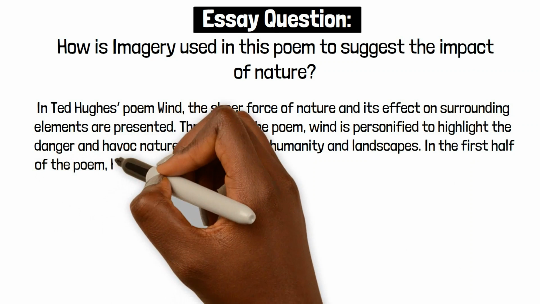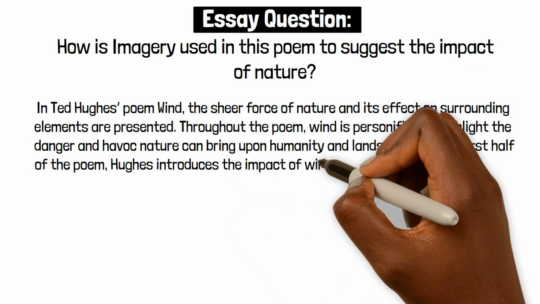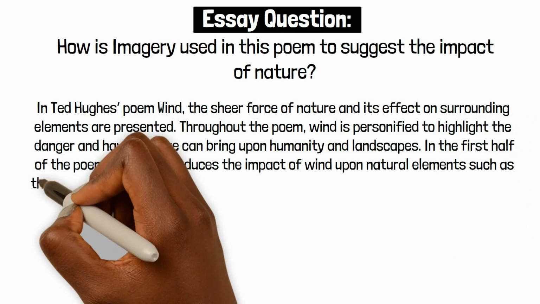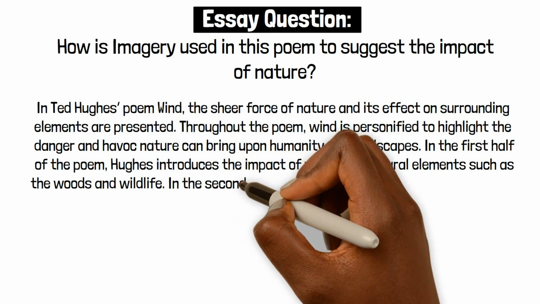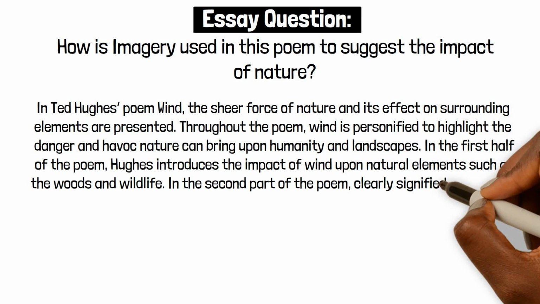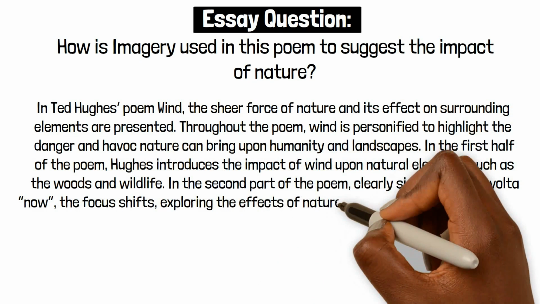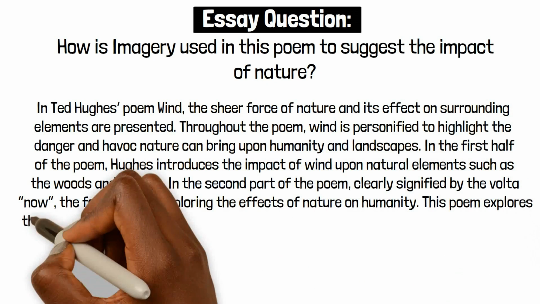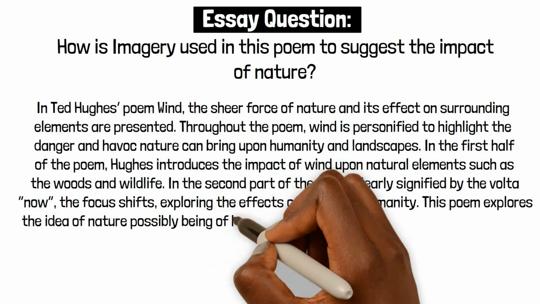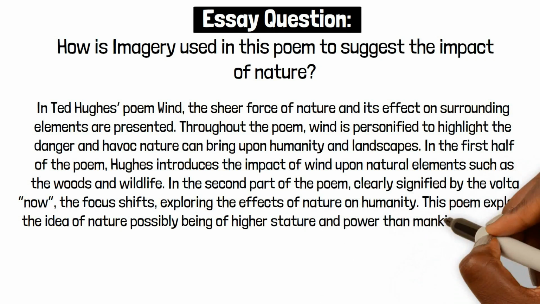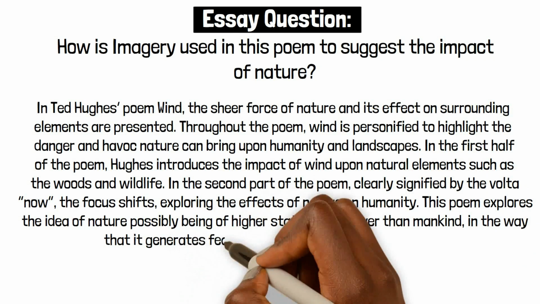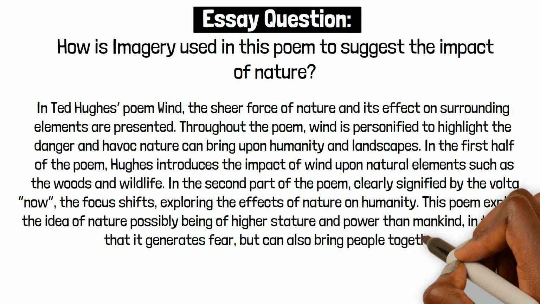In the first half of the poem, Hughes introduces the impact of wind upon natural elements such as the woods and wildlife. In the second part of the poem, clearly signified by the Volta now, the focus shifts, exploring the effects of nature on humanity. This poem explores the idea of nature possibly being of higher stature and power than mankind, in the way that it generates fear but can also bring people together.